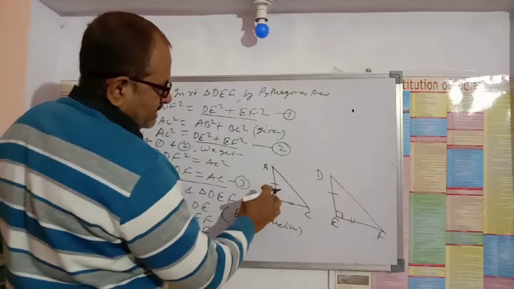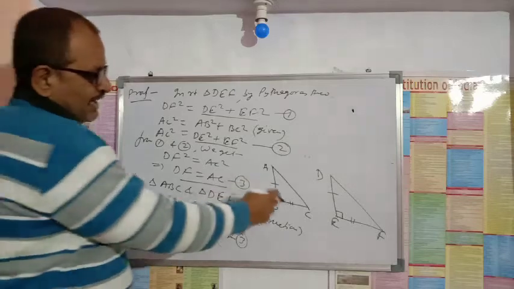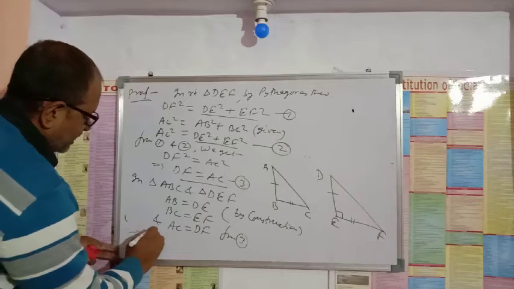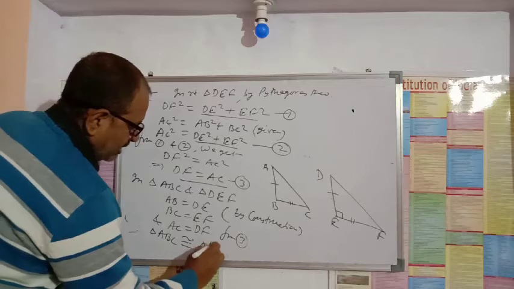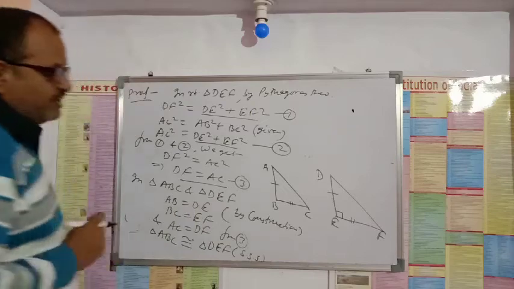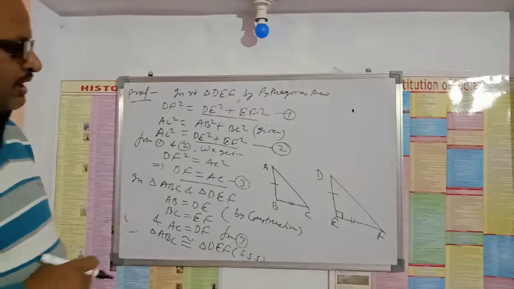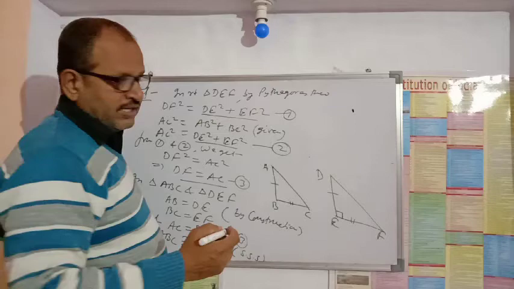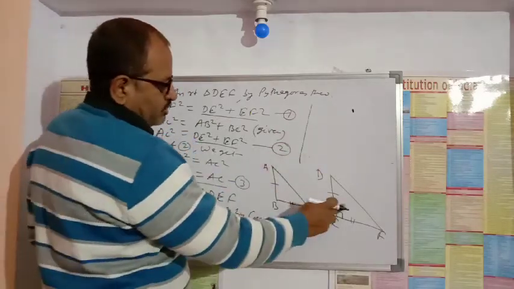So all the three sides of ABC and DEF are equal. So by SSS, both the triangles are congruent. So therefore triangle ABC is congruent to triangle DEF by SSS congruency. And we know that congruent triangles are equal in all respects, so their corresponding angles will be equal.